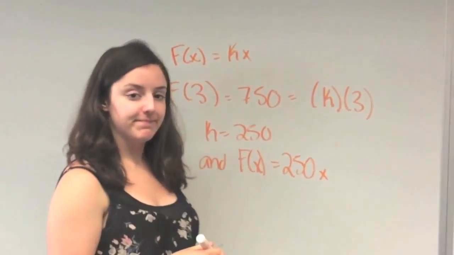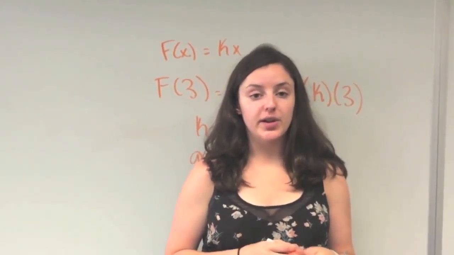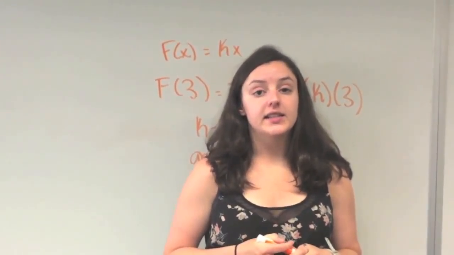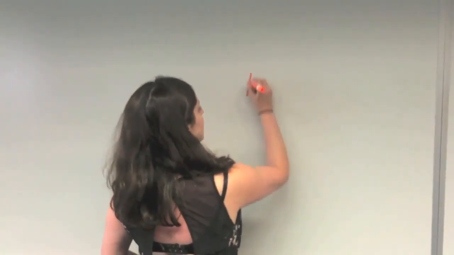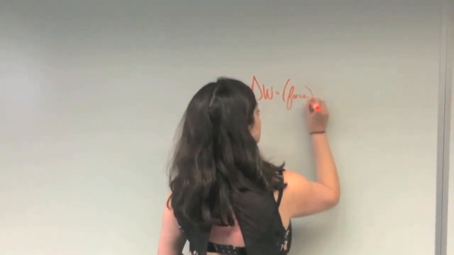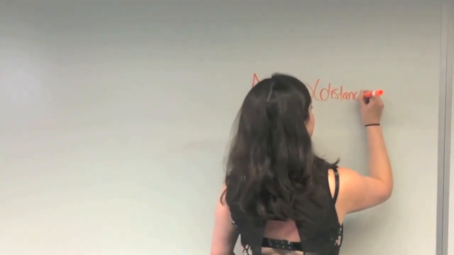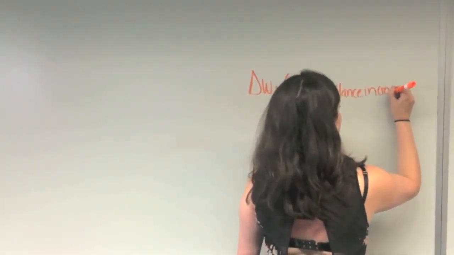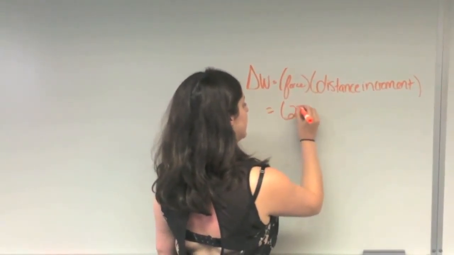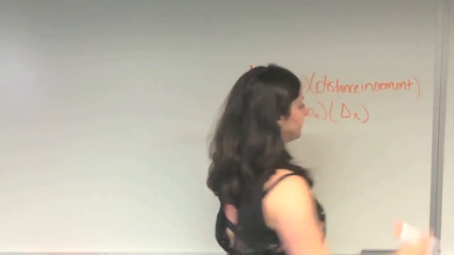and F of x equals 250x. To find the increment of work, assume that the force required to compress the spring over a small increment delta x is nearly constant. So the increment of work is delta W equals force multiplied by the distance increment, which in this example is equal to 250x multiplied by delta x.